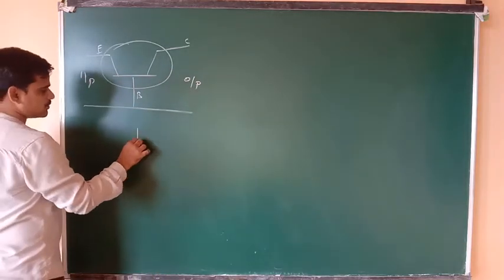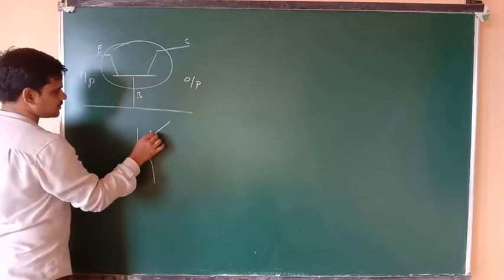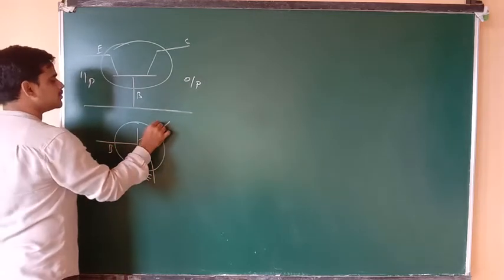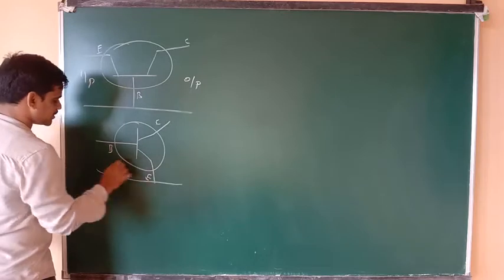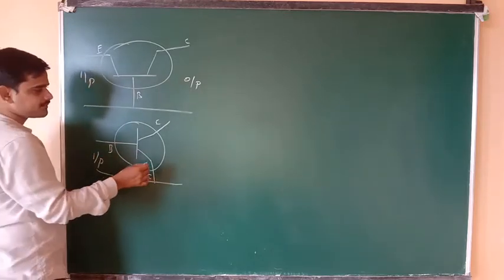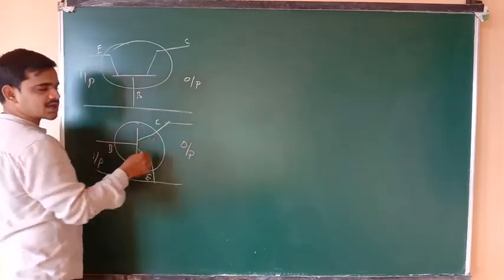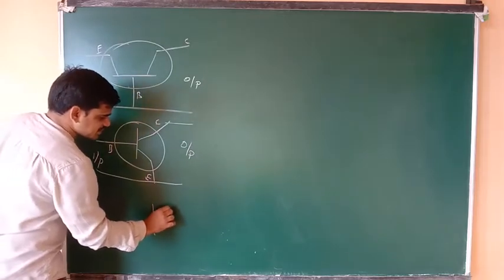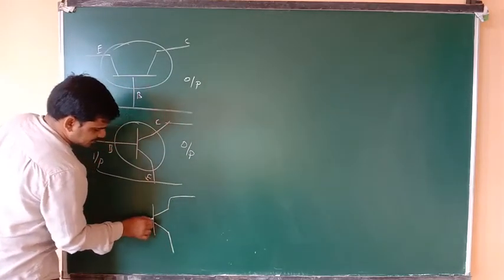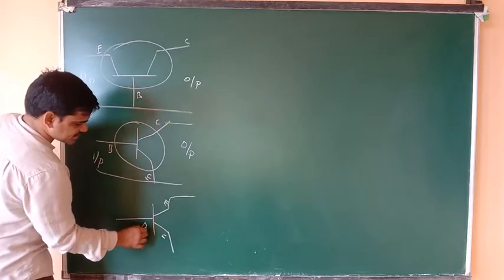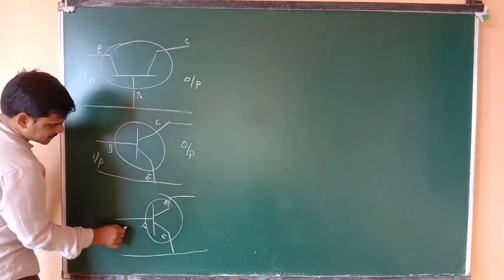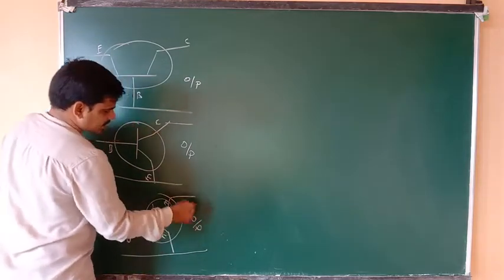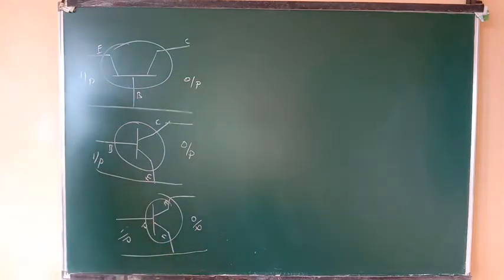Next we have the common emitter configuration, in the sense that the emitter is common for both input and output. I can give the input between the base and emitter, and I can take the output between the collector and emitter. So this is called common emitter configuration. One more possibility is the common collector configuration. Here I give the input between the base and the collector, and the output is taken between the collector and emitter. So we can take this as a common collector configuration.